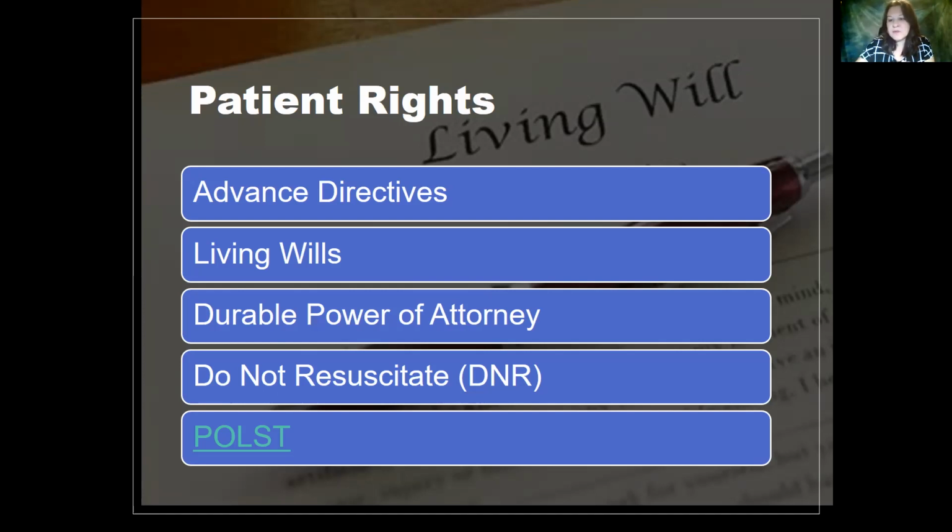A durable power of attorney actually appoints an agent that the patient has established a trust with, and that agent will make decisions in the event that the patient is incapacitated.